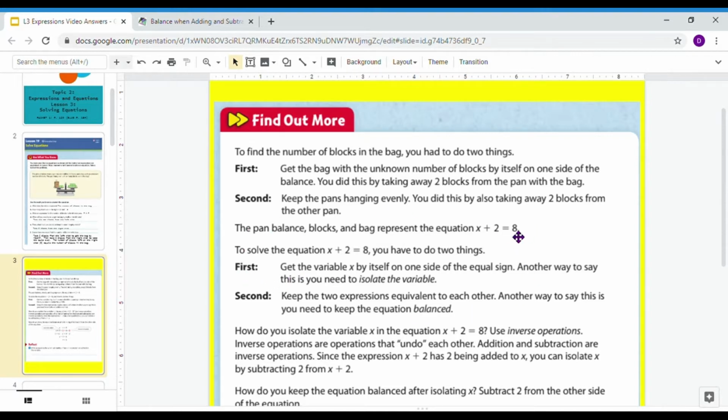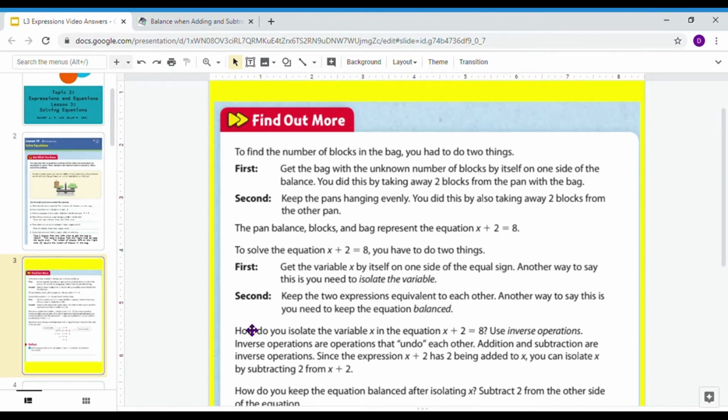To solve this equation, you have to do 2 things, which you're going to notice sound a little familiar. You have to get the variable x all by itself on one side of the equal sign. Another way that we say that, and the verbiage we're going to be using when talking about expressions, is called isolating the variable. Whenever you see isolate the variable, that means to get the letter all by itself. So keep that in mind, isolating the variable.